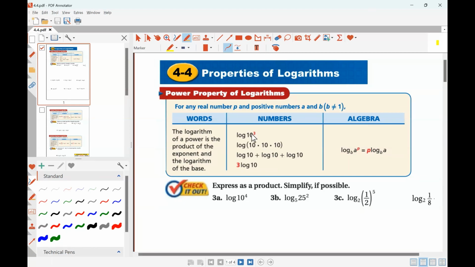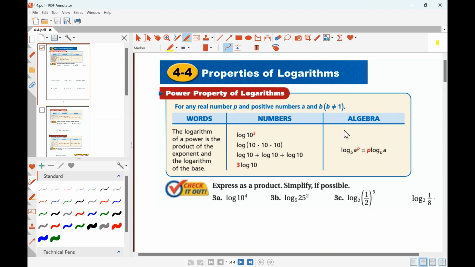Hello everyone. This video is about properties of logarithms. Since a logarithm is just an exponent, any property that we know about exponents applies to logarithms. Let's start with the first property, the power property of logarithms.